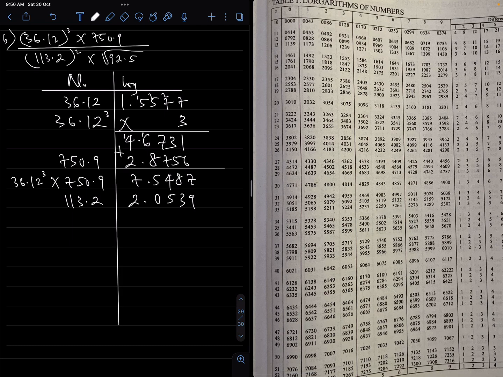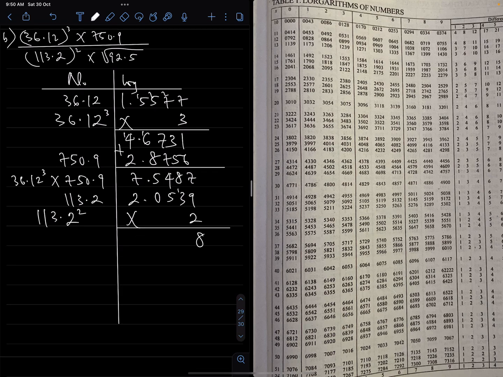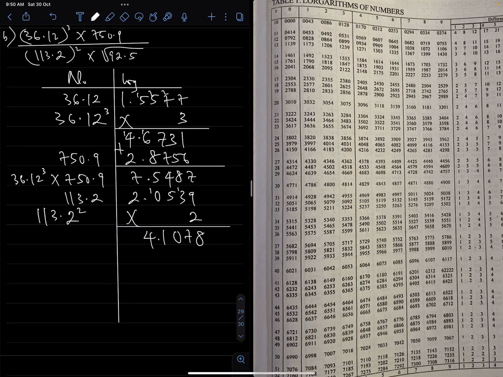Exactly. So what's next? 113.2 raised to power 2 will now be this logarithm times 2. 2 times 9 is 18, 8 carry 1, 6, 7, 10 carry 1, 2 times 0, 0 plus 1, 1. 2 times 2, 4. How many decimal places? 1, 2, 3, 4. Exactly. Now we're done with 113.2 squared.